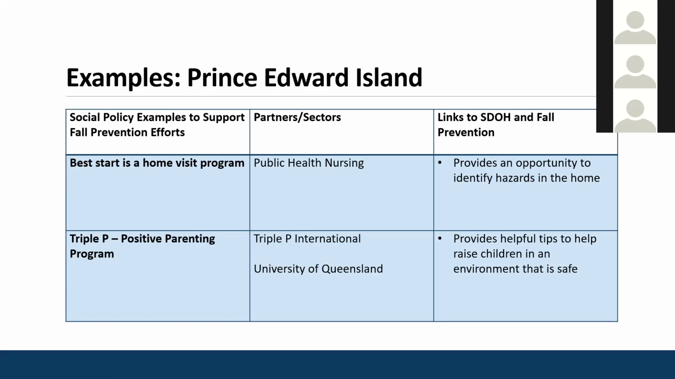The Triple P Positive Parenting Program is an approach to parenting that gives parents tools and strategies to help manage the big and small problems of family life. The links to this are that it provides helpful tips to raise children in an environment that is safe. The Triple P Positive Parenting Program does not tell parents how to raise their children, but more so how they can establish rules and boundaries without harm or injury.